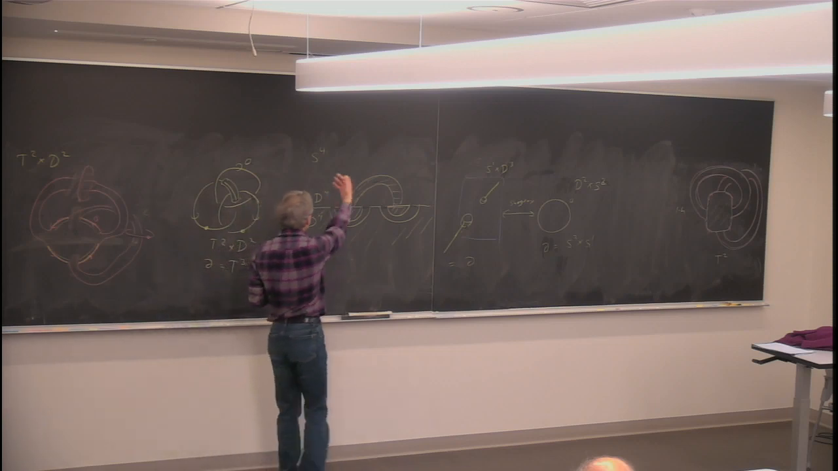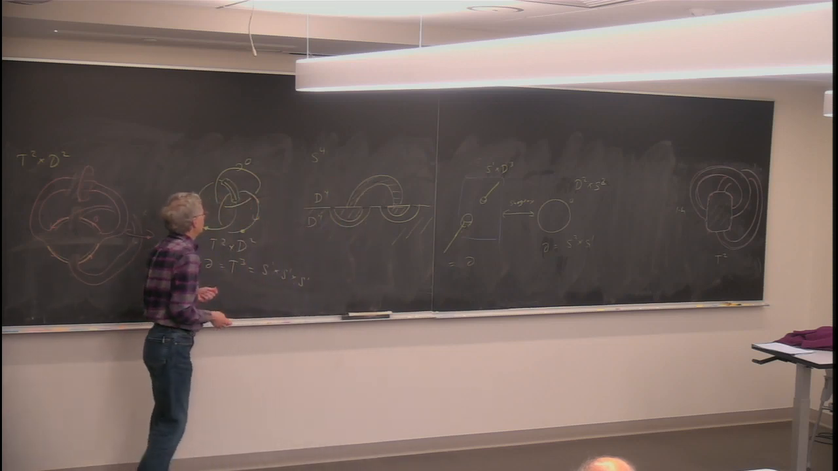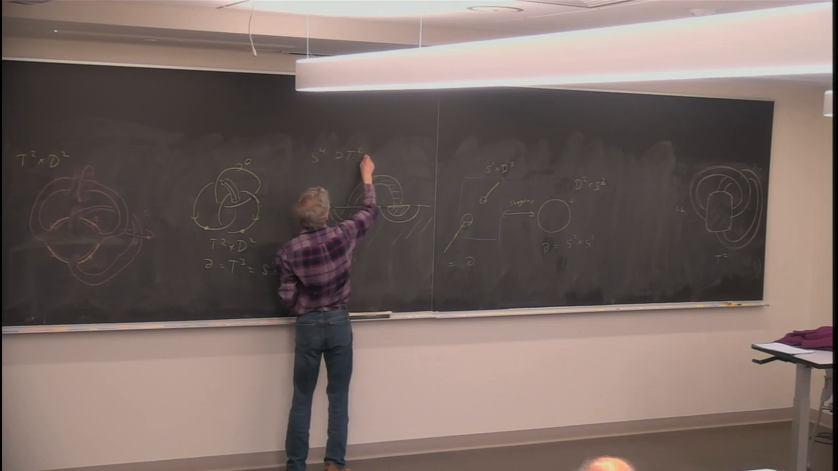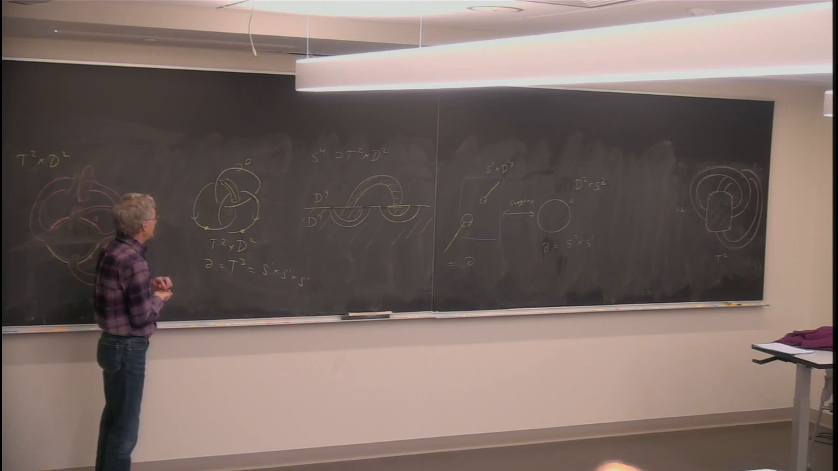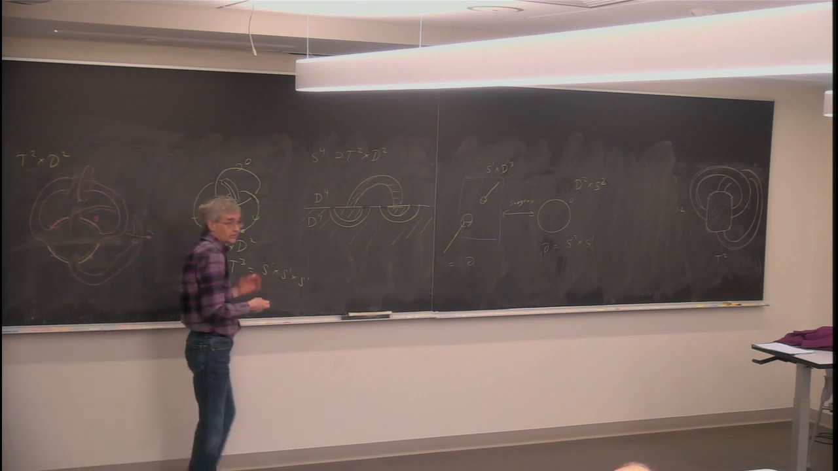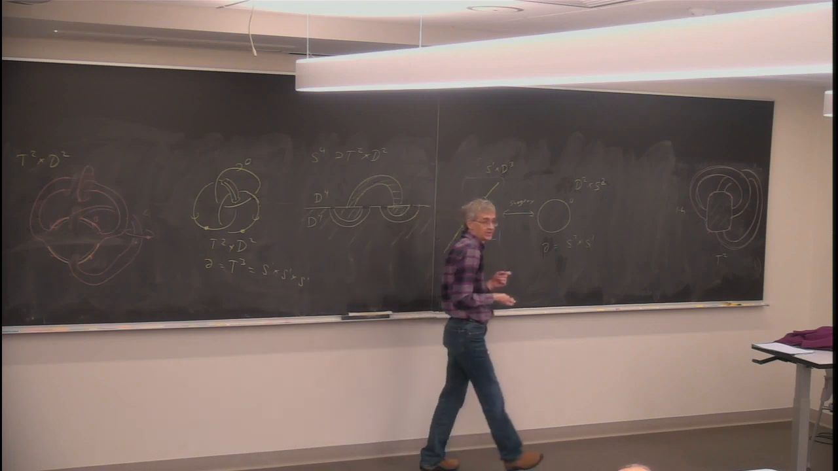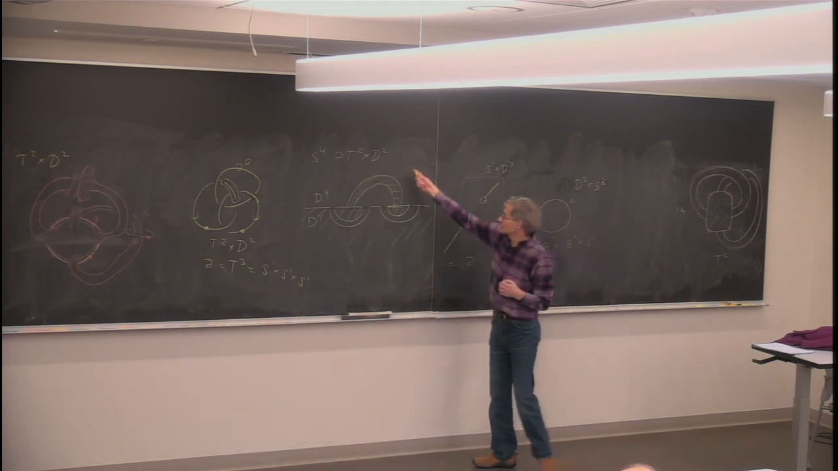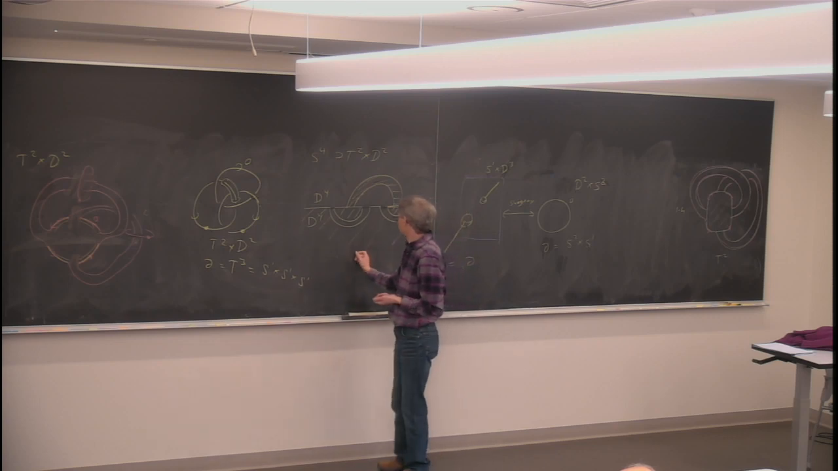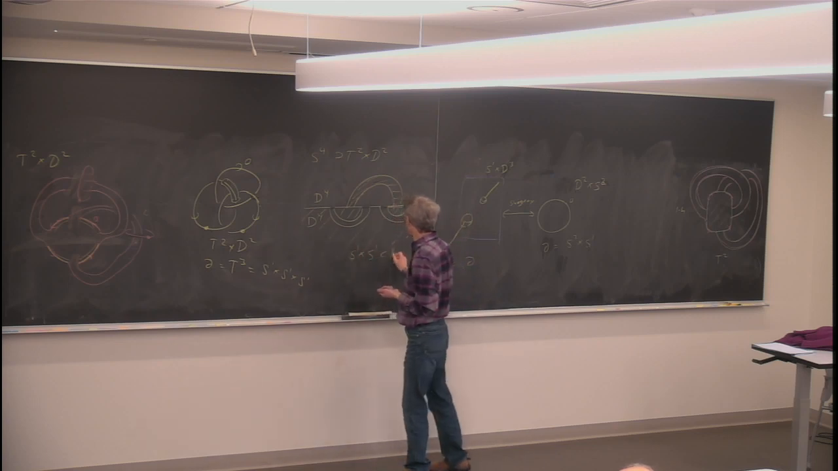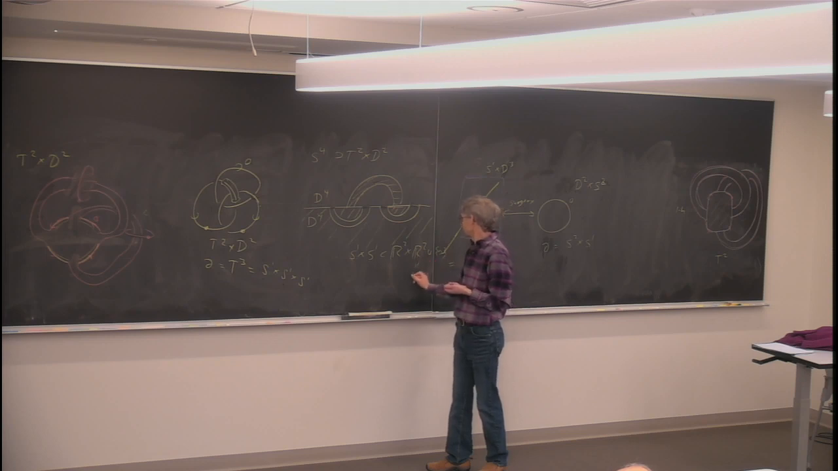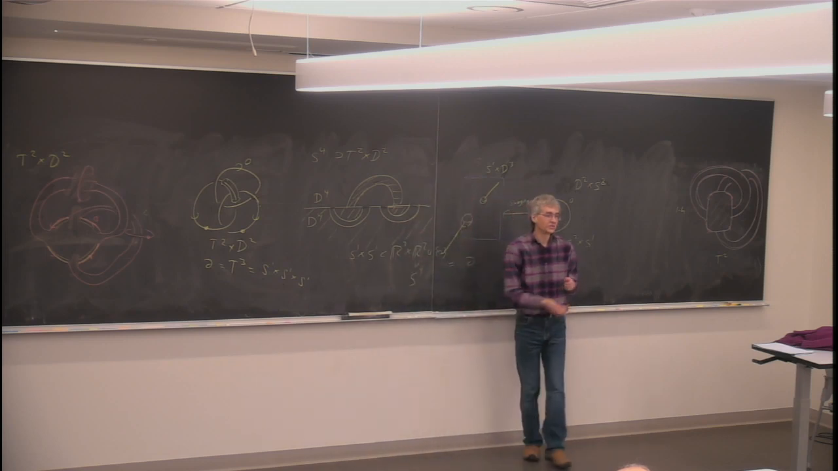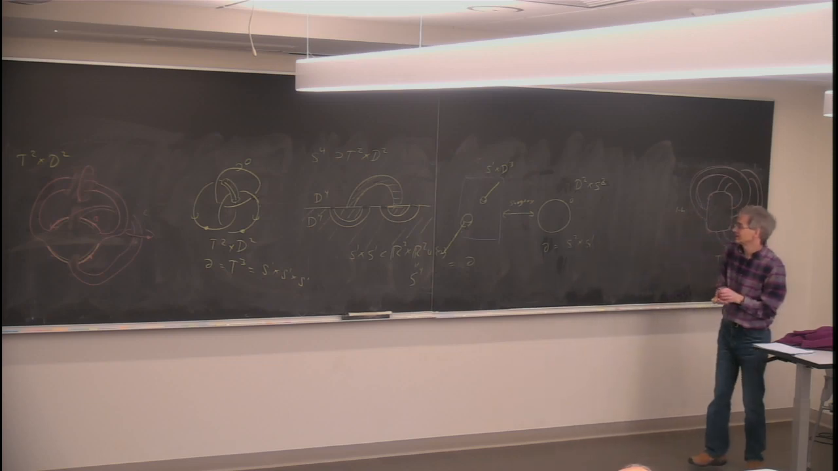So this picture schematically represents the T2 cross D2 sitting in the four-sphere. In fact, this is the simplest possible embedding of a torus in the four-sphere. Of course, you can have lots of knotted tori in the four-sphere. But this one is the simplest possible, when this is just the S1 cross S1 inside of R2 cross R2 union infinity, which is S4. So this is the Clifford torus, the standard example of a torus in S4.